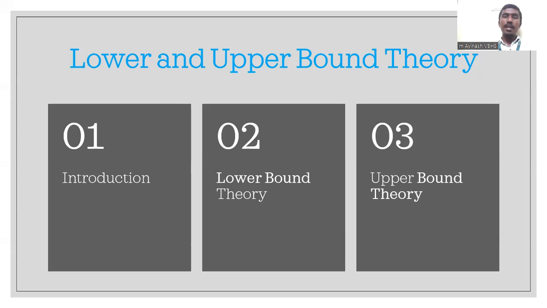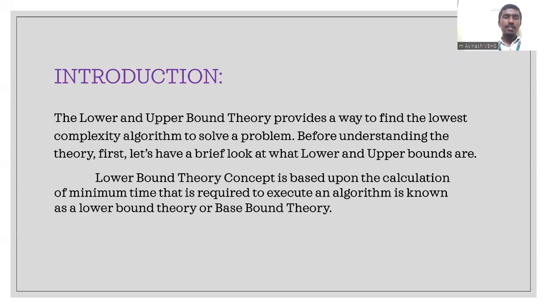The AAT concept is lower and upper bound theory. First of all, we are going to discuss its introduction, lower bound theory and its examples, and upper bound theory and its examples. Introduction: the lower and upper bound theory provides a way to find the lowest complexity algorithm to solve a problem. Before understanding the theory, first let's have a brief look at how lower and upper bounds are defined.